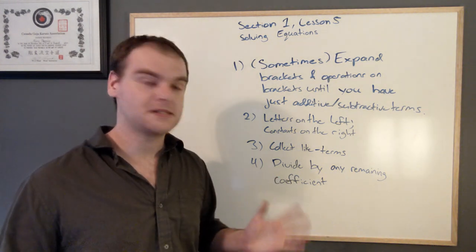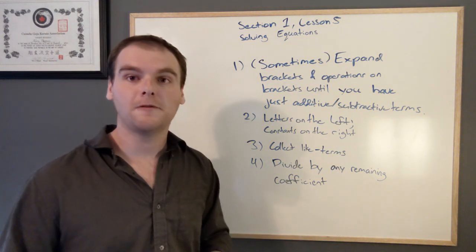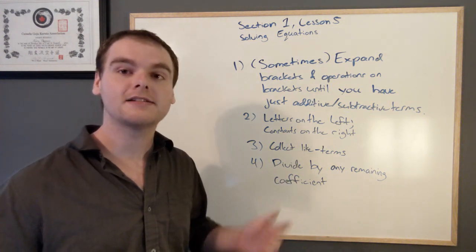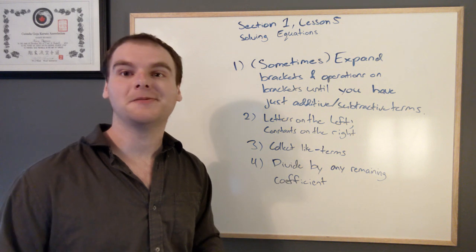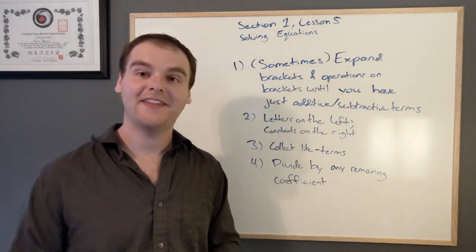Once things are by themselves, we collect our like terms, then we divide by any remaining coefficient that happens to be on our x, and we should be left with x equals some sort of number or expression or whatever it is we're looking for. And that's it for this video.